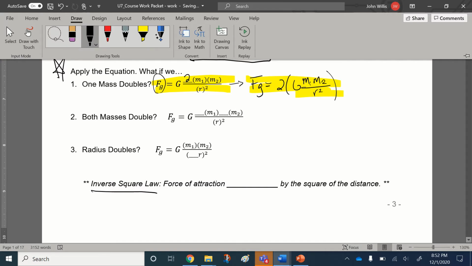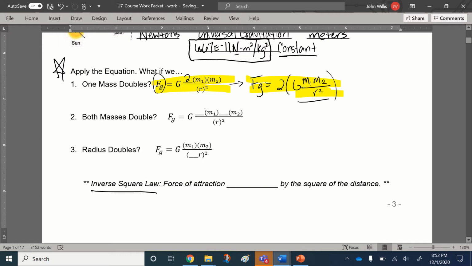And what you'll notice is that this is the original term for my force. So what I've done here is I've doubled it. I've doubled my force of gravity. I've doubled the weight of the object.